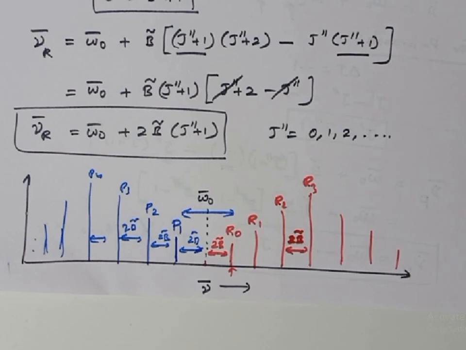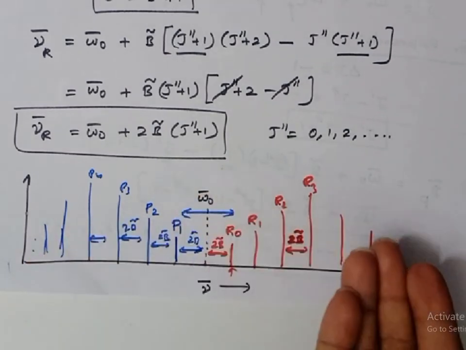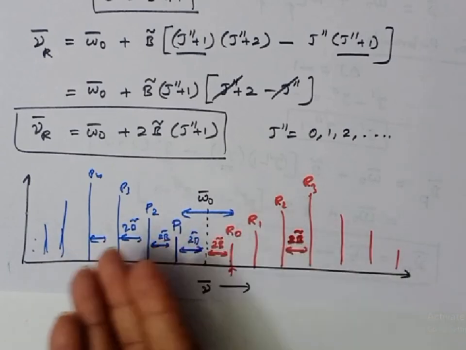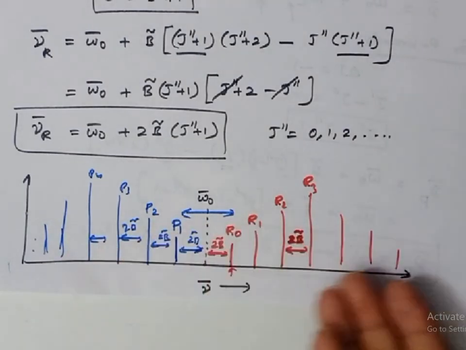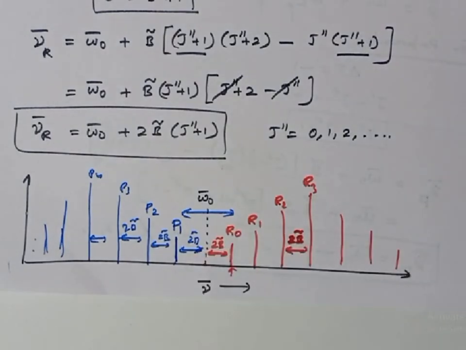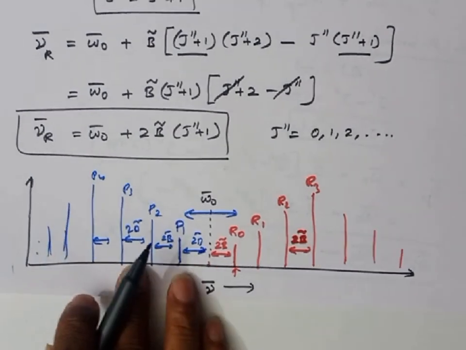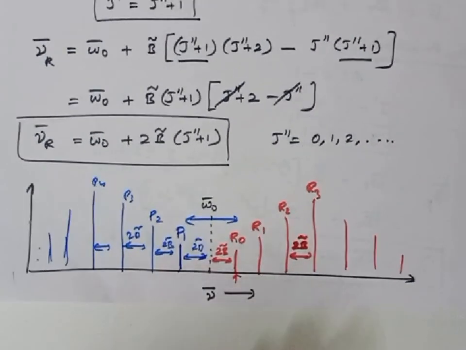So, by incorporating rotational motion, we could explain why the fundamental 0 to 1 transition appears with many lines. It appears with many lines because many rotational transitions occur during the vibrational transition. Is this clear, student? Any doubt?